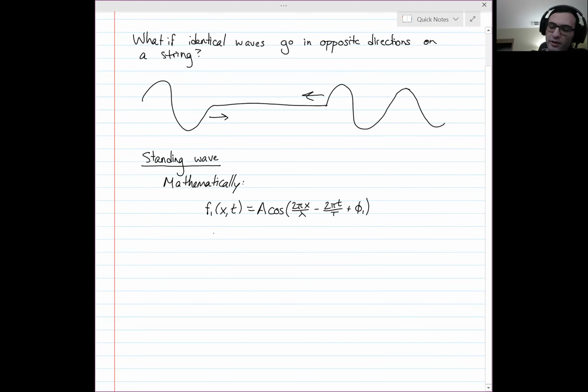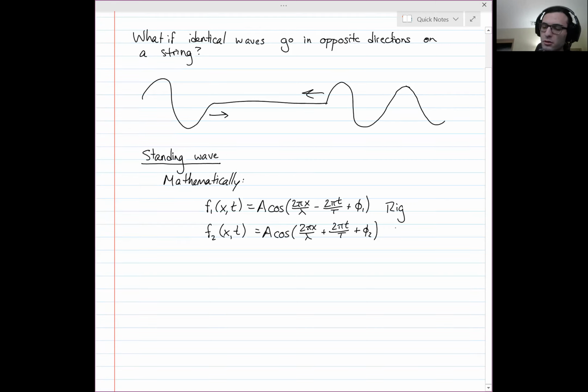And then we have F2, this is the wave that moves to the left. We said it had to be identical, except it's just moving to the left. So we have the same wavelength, but this time it has a plus sign because it's moving to the left. And maybe it has a different phase constant. That actually doesn't matter. So this is our right mover. This is our left mover.